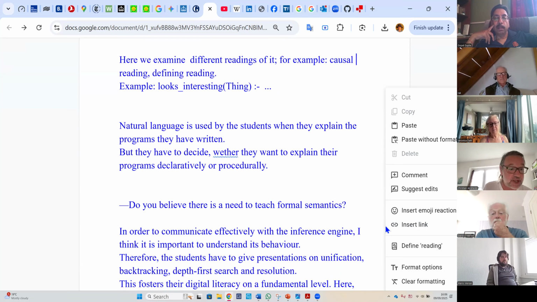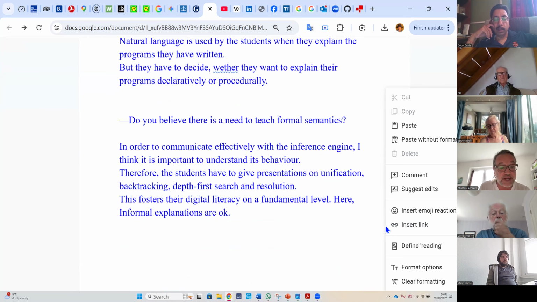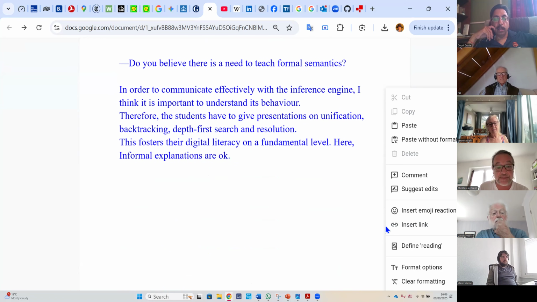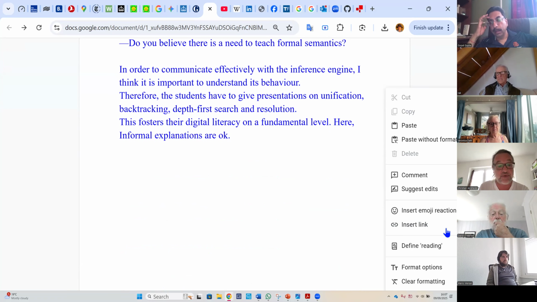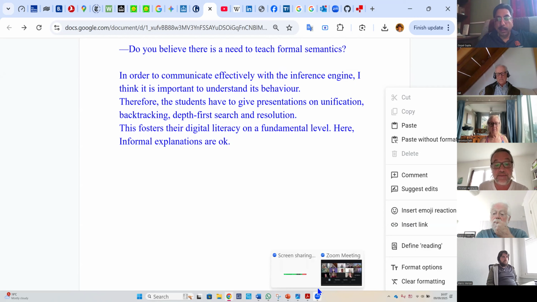And the last question, do I think teaching formal semantics is needed? I think in order to communicate effectively with the inference engine, it is important to understand its behavior. Therefore, the students have to give presentations on unification, backtracking, depth-first search, and resolution. So I teach kind of operational semantics. This fosters their digital literacy on a fundamental level. Here it is okay if their explanations are informal. Okay, that's it so far.